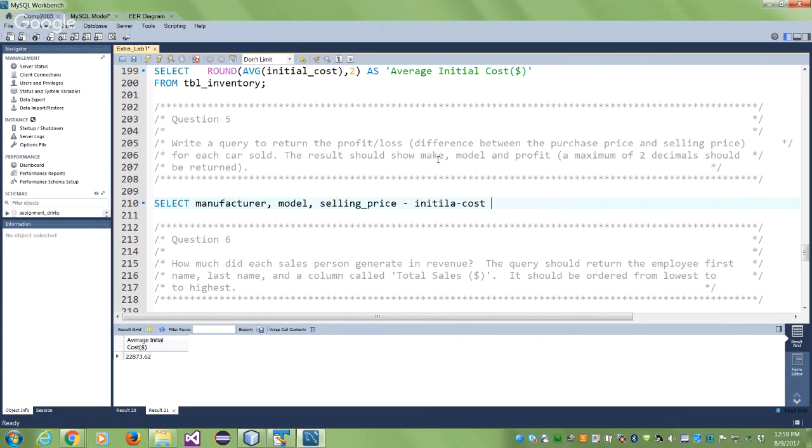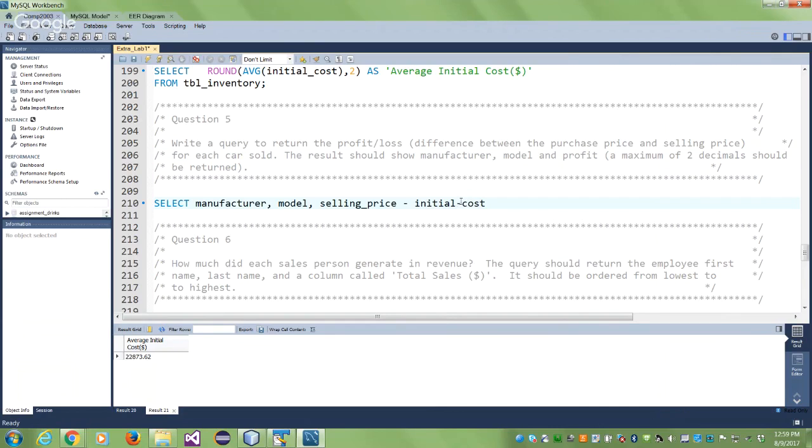What do you mean? Sorry, come again. I'm just trying to see how some of the field set names like manufacturer fit into it. That is the make, right? Make is the manufacturer. Okay. It's just how you call it. If you want to be very specific, you can go manufacturer here. Okay. Selling price minus initial cost.